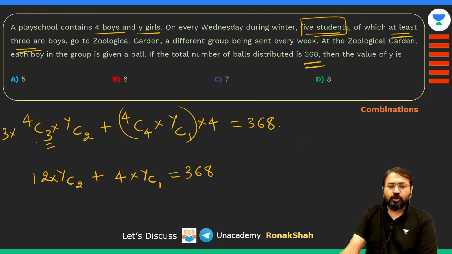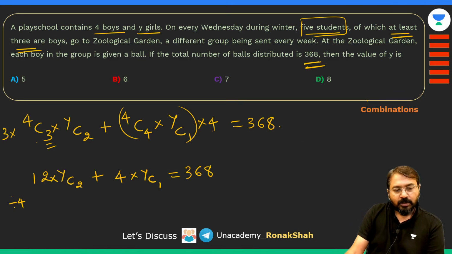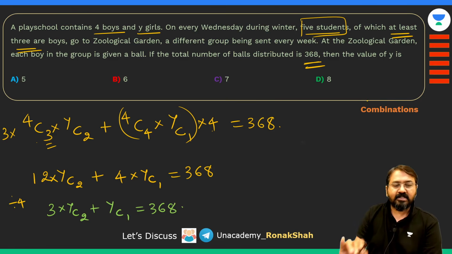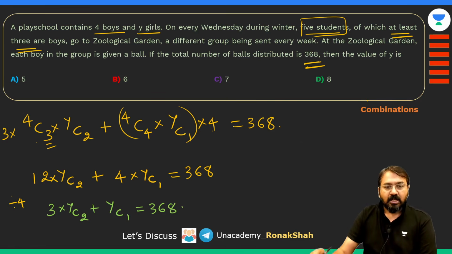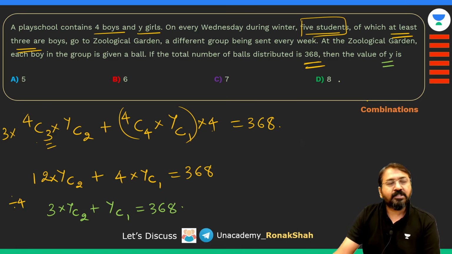So what we can do is divide this equation by 4. It's very easy to make out. Let me just use a different color. So I'm dividing it by 4, and I'll get 3 into YC2 plus YC1 is equal to 92. This is our equation. Now what is our question? We need to find out the value of y, and our options give us values of y.